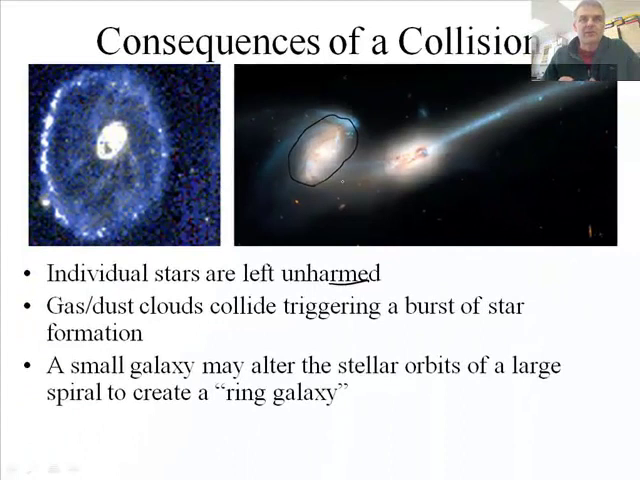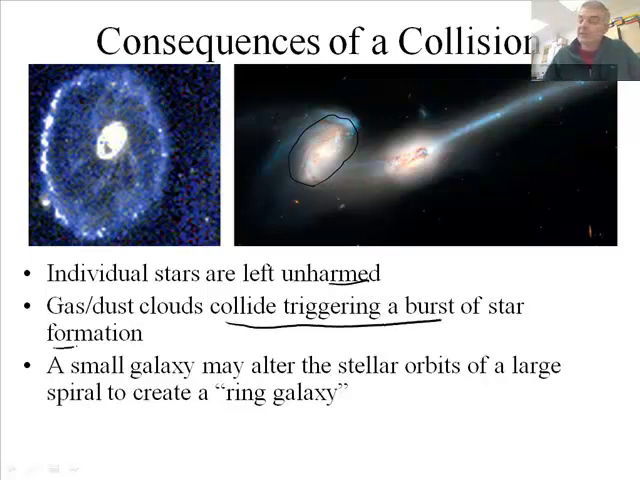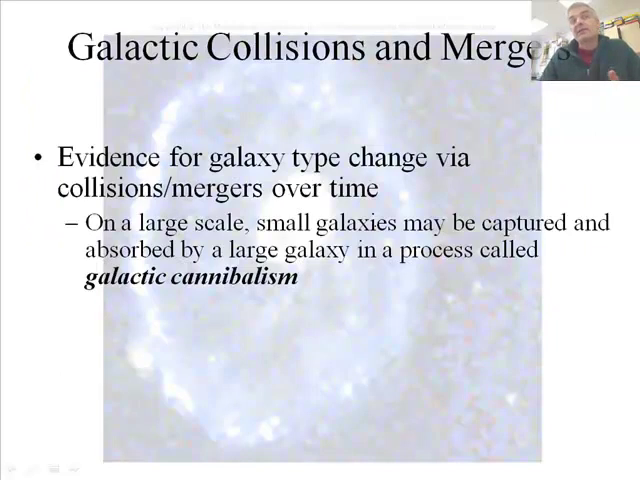So they just pass right through each other, but because of the gravity of all the other stars, it causes the shapes to change significantly. You also have gas and dust clouds, and they would collide and trigger the formation of many, many new stars. Then a small galaxy may alter the stellar orbits and create a new ring galaxy. So we can get all kinds of really cool stuff happening in these collisions.